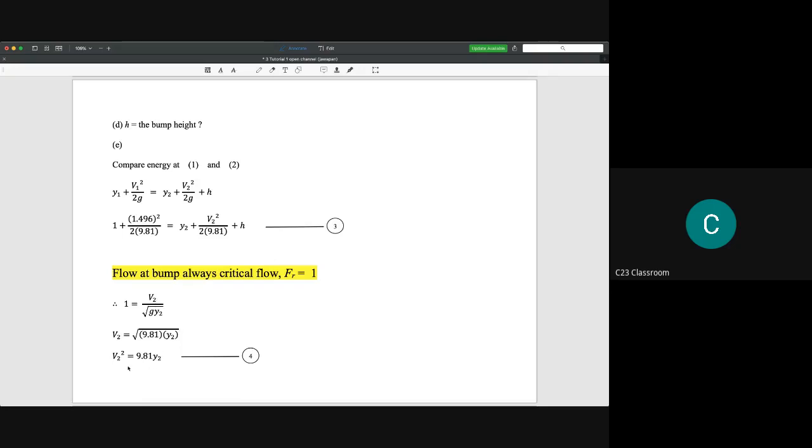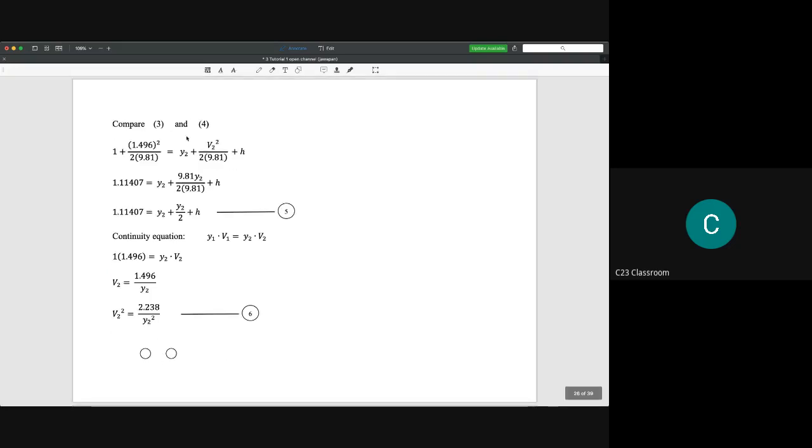Then we could have equation number 4, which is V2 squared equals 9.81 y. And then we compare equation number 3 and number 4. We substitute in this equation, so we could reduce from three unknown parameters to two unknown parameters. We substitute the value of V2 here. So now we get equation number 5, which has only the values of y and h.